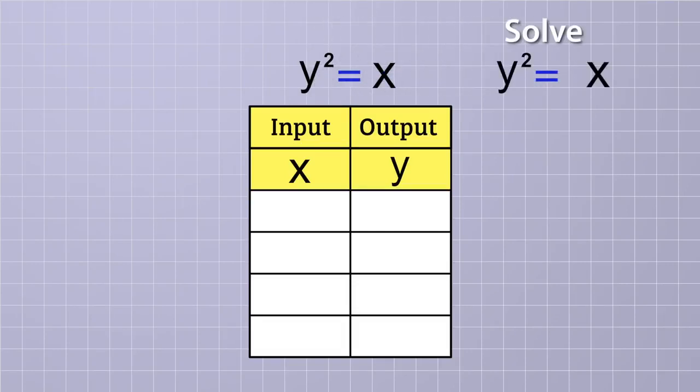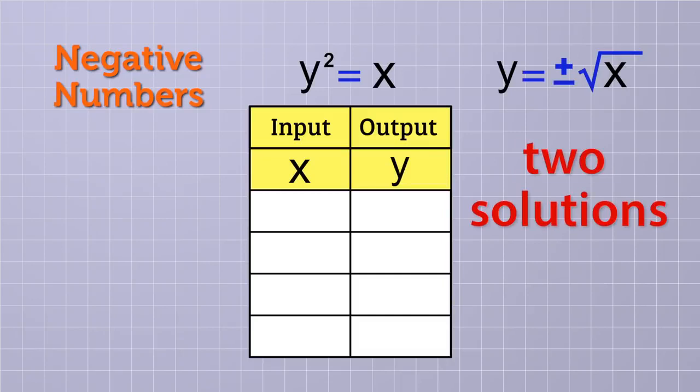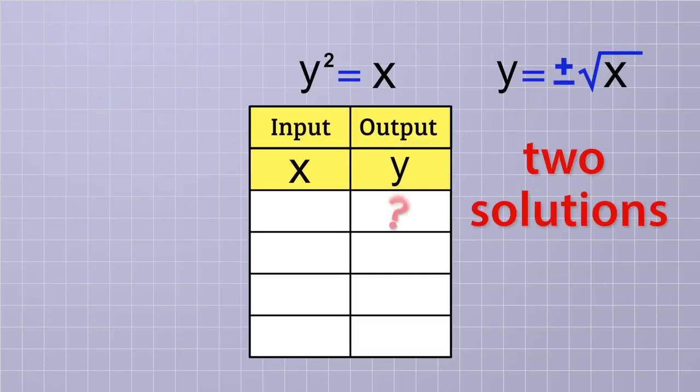and we do that by taking the square root of both sides. But because of negative numbers, we need to take both the positive and negative root of x, since there are two possible solutions to our equation. But won't that mess up our function table?